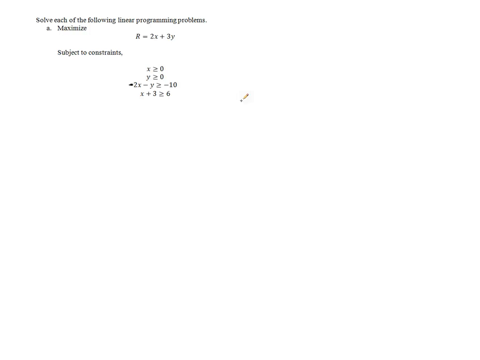In this question, we want to maximize the function r equals 2x plus 3y subject to the following constraints. Because of the first two constraints, we know that we're going to be stuck in the first quadrant. Negative 2x minus y greater than or equal to negative 10.